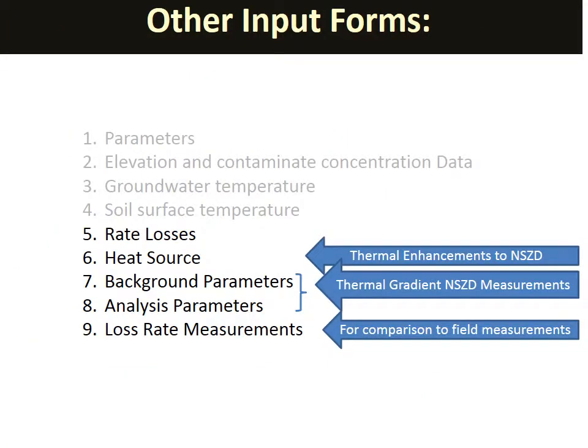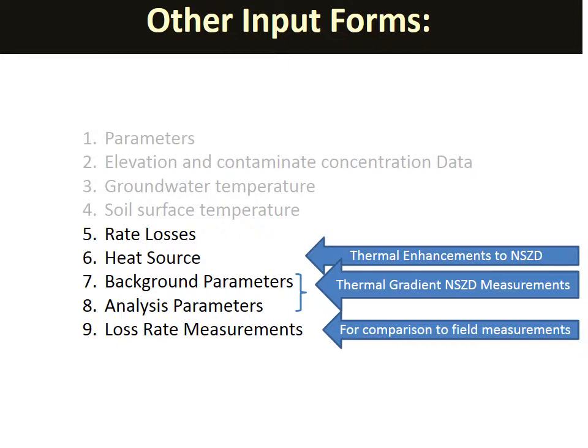The last four input forms relate to advanced features. I recommend that for beginners, these parameters be left as in the default case. I will briefly explain what these features are about. The heat source input form refers to providing supplementary heat to the soil to enhance NSZD rates. You can do that as a constant rate across a predefined thickness in the soil, or you can enter your own rate that is variable with elevation.